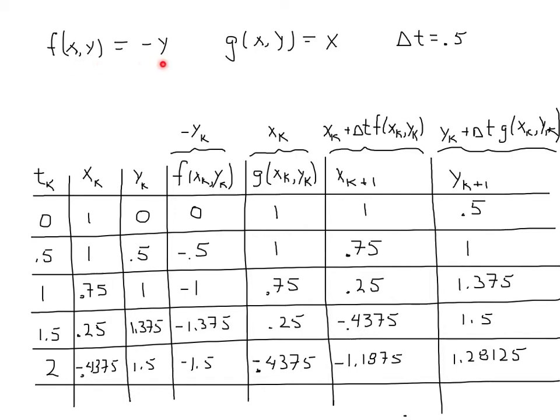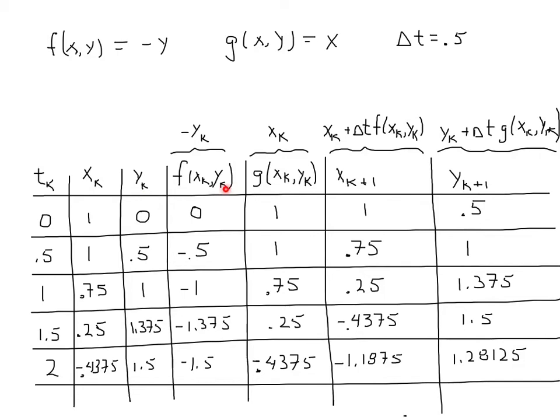In this case, our slope in the x direction is given by the negative y values, and our slope in the y direction is given by x values. The time step that we're asked to use in this problem originally is just 0.5, so it's a pretty clunky time step, but still we can get our numbers. I'm not going to walk through the whole table, but you will need a time column, an x sub k, y sub k, f, the slope in the x direction, g, the slope in the y direction, and then the new value in x and the new value in y.